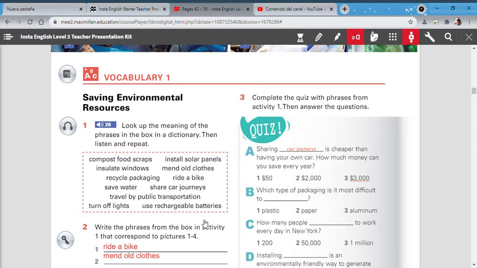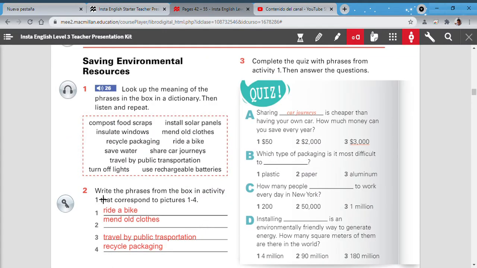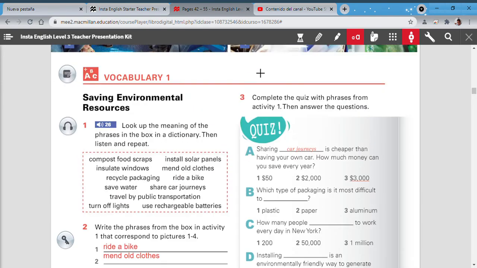Okay, we've been practicing our vocabulary. Now, let's continue with activity number 3. Complete a quiz with phrases from the activity 1. Then answer the question. So here you have 2 activities. Number 1 is to complete. And number 2 is to answer each question. No? Now let's see. Number 1, sharing. The example says, car journeys is cheaper than having your own car. How much money can you save every year?